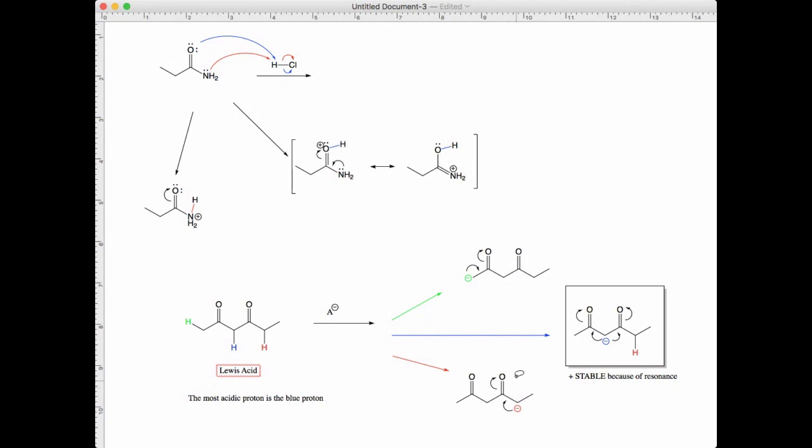And now we need to determine which one is the most stable. In this case, the factor is resonance. The one that is most stabilized by resonance is this one. Therefore, blue is the most acidic proton.